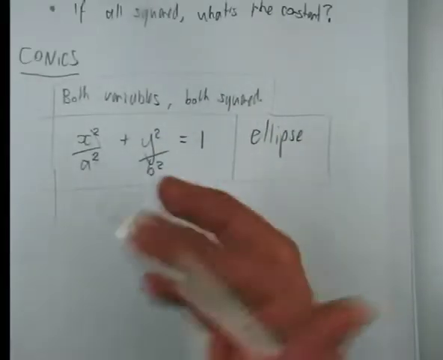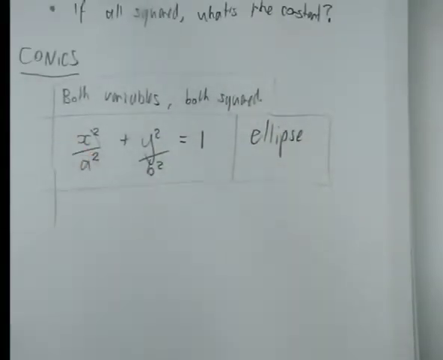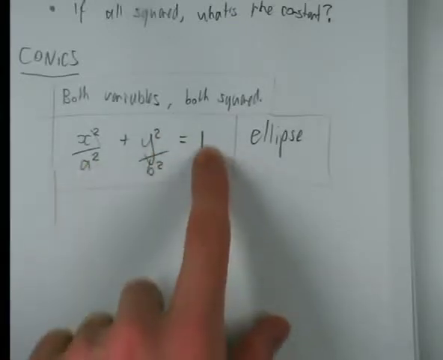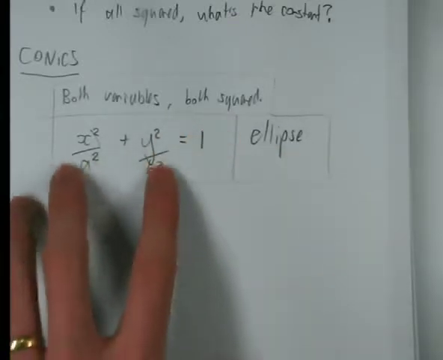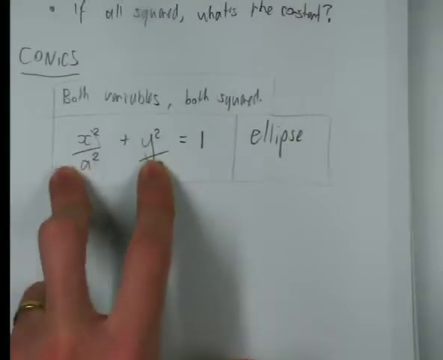The other possibility is if... well, let's think about this. Okay, so there are 4 possibilities for how those pluses and minuses could be arranged, right? So I could have both of them positive here, and as long as I arrange for that one to always be positive, I'll be good. So both of them positive, and that would be an ellipse.